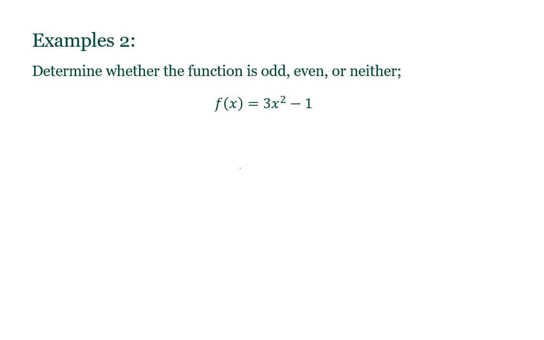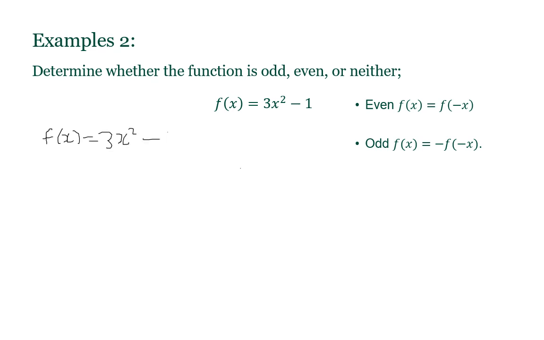Example 2. We want to determine whether this function is odd, even, or neither. So let's just remember the condition for odd and even. So even if f of x is equal to f of minus x, and odd if f of x is equal to minus f of minus x. So for this function, our first step is write our f of x, which is 3x squared minus 1.